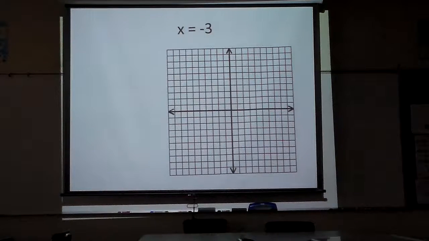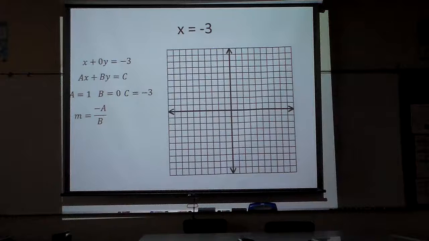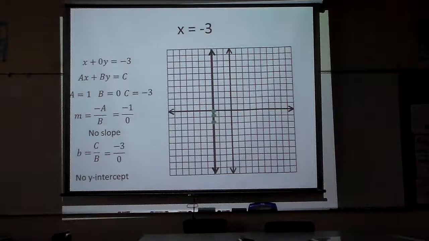So here we go, x equals negative 3. Like I said, basically a equals 1, b equals 0, c is negative 3. My slope is going to be negative 1 over 0, or no slope, not possible. And the y-intercept is going to be negative 3 divided by 0, not possible. So it's just going to be an x at negative 3. It's going to move down 1, but left or right none. And I have my line right there.